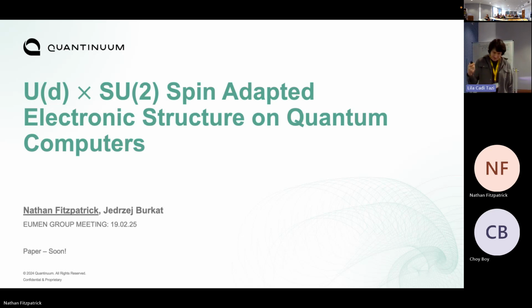So in quantum chemistry, we have spin orbitals. So you have spatial orbitals with two spins. So the D is the number of spatial orbitals, and the SU(2) is the spin part.